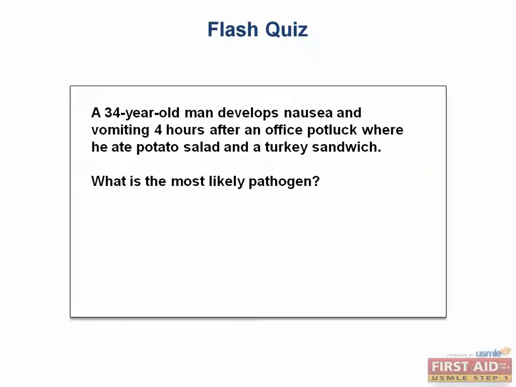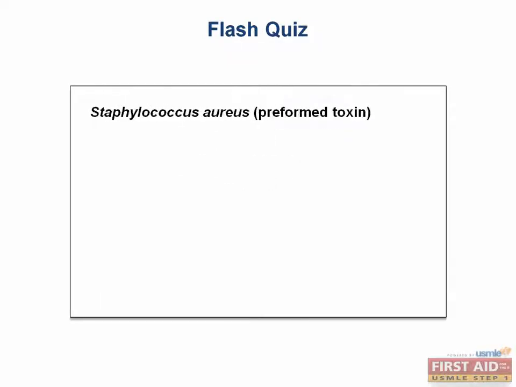Time for a flash quiz. A 34-year-old man develops nausea and vomiting 4 hours after an office potluck where he ate potato salad and a turkey sandwich. What is the most likely pathogen? The answer is Staphylococcus aureus, and remember that this bug has a pre-formed toxin that causes the symptoms of food poisoning. The key here is the types of food eaten, which usually are described as potato or macaroni salad. Again, things that have mayonnaise. And also the time course of 4 hours.